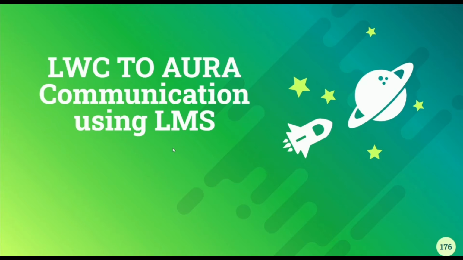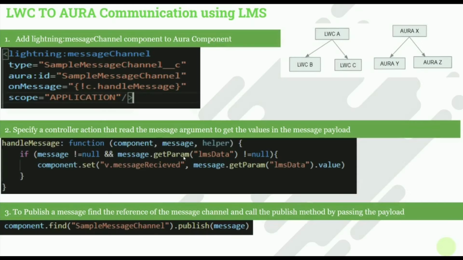Use Lightning Message Service to communicate from one Lightning Web Component to another Lightning Web Component. So in this video, we'll see how we can communicate from one Lightning Web Component to another Aura component. And in between these components, we don't have any relationship. So it means both components are independent.